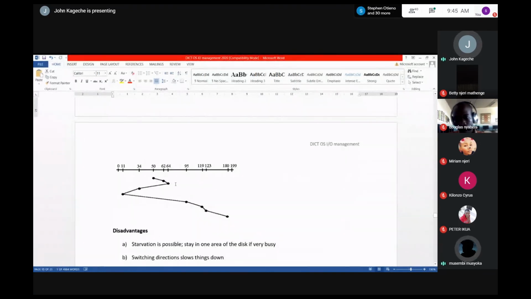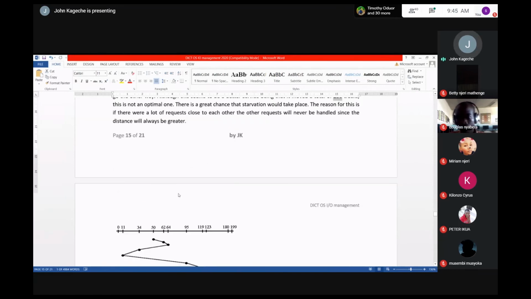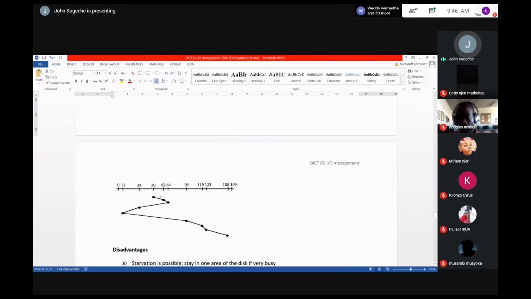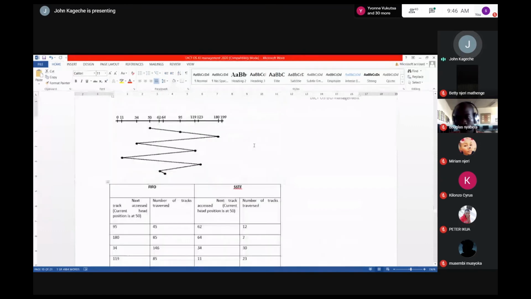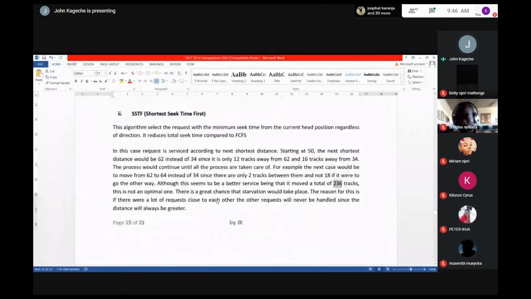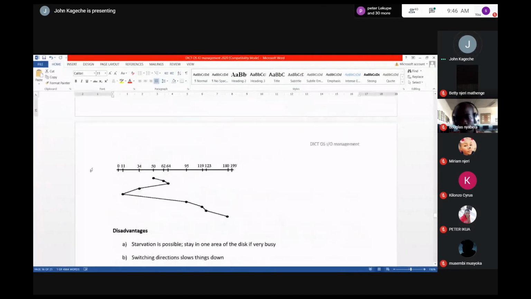Now this is the diagram that you're supposed to have drawn for the shortest seek time. Move from 50, 62, and then 64, and then 30, and then 11, then 95, and then the same way we have done our calculation here is the same way we are supposed to draw and show this diagram in a graphical way.